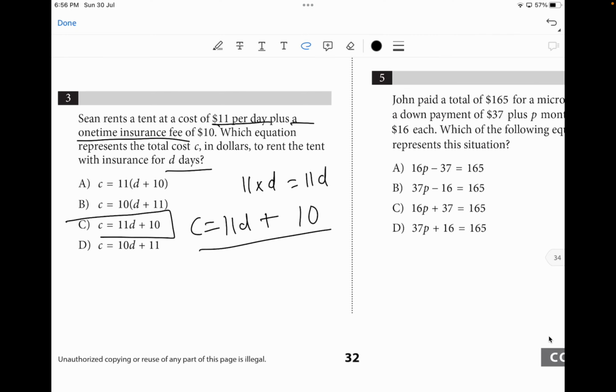So it's going to be option C in this case, for question 3. C is equivalent to 11D plus 10, okay?